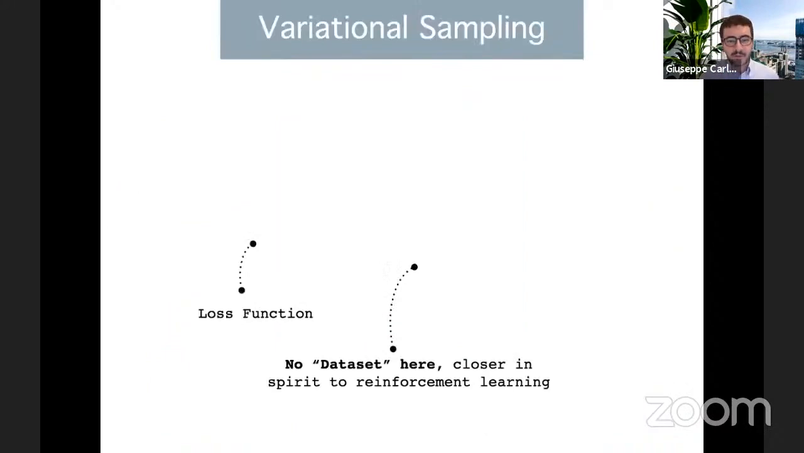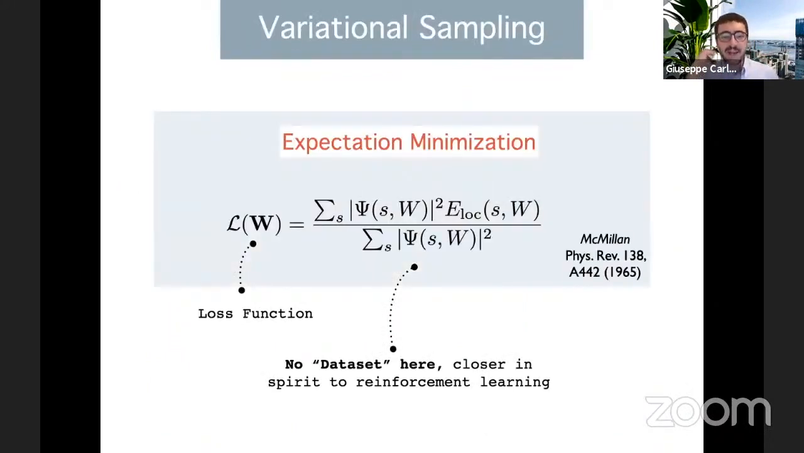Now, let's go to the problem of minimizing the energy with this approach. So what we do is that we follow a prescription that was already known from the 60s from the work of McMillan. And the idea is that we can rephrase the expectation value of the Hamiltonian as a statistical expectation value over the square modulus of the wave function, which is a probability distribution. So this is now an equivalent classical probability distribution parameterized by our neural network. And you can show that the expectation value of the Hamiltonian, so the energy that I wrote before, is nothing but the loss function, which is the expectation value of some suitable estimator called the local energy over this probability distribution parameterized by my parameters.